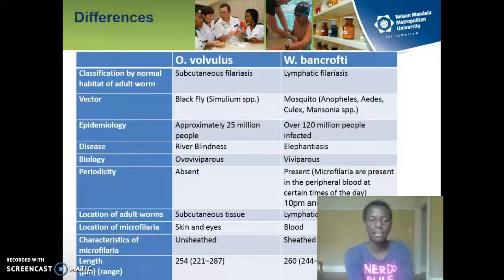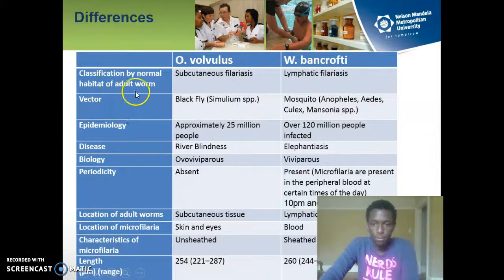So here I'm just highlighting the differences between the two. There are some things here which are very important, like where they are found. These ones are mostly in the subcutaneous tissues, and this one is found in the lymphatics. And the vector is also important. We're looking at the black fly and the mosquito for this one.